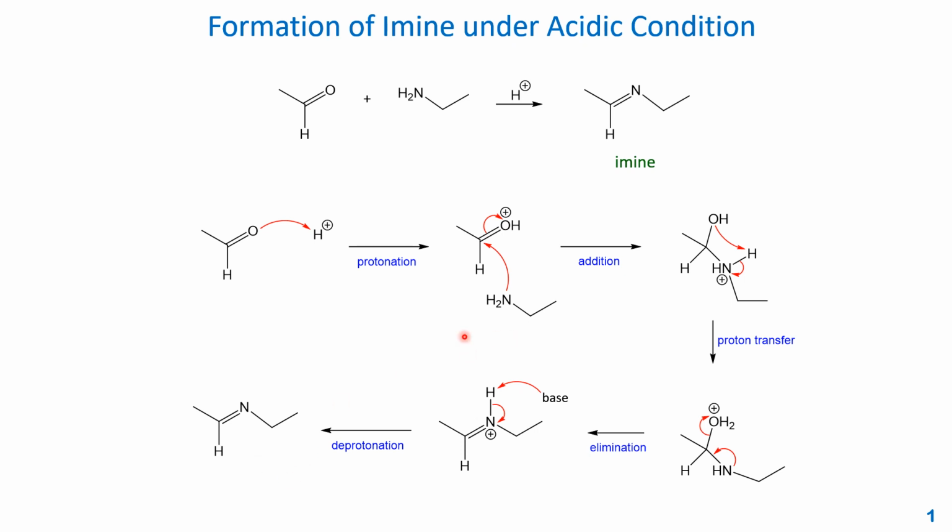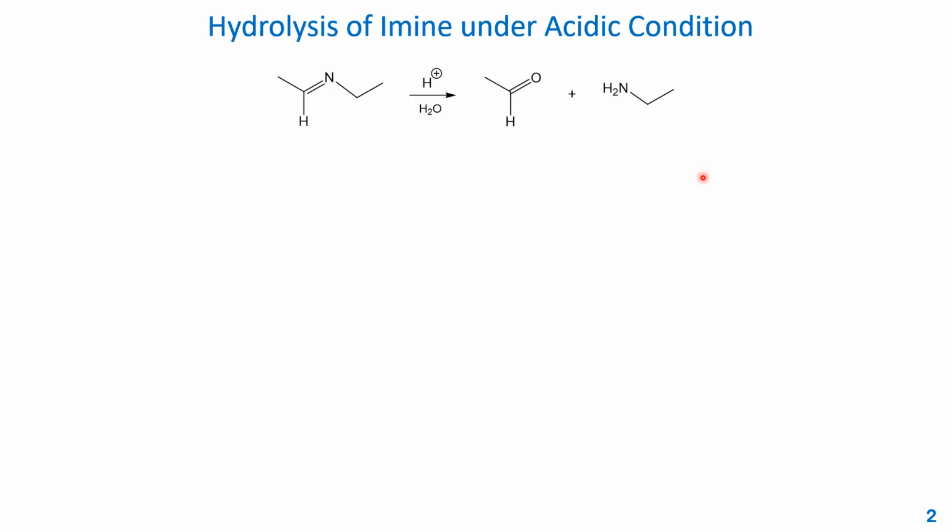Actually, in this mechanism, all these arrows should be double arrows, which means they are in equilibrium. So it's reversible. If we add more water to this reaction, this imine will go back, so it will decompose, or you can say hydrolysis happened, and it will go back to the carbonyl and amine. I will talk about that in the slides here.